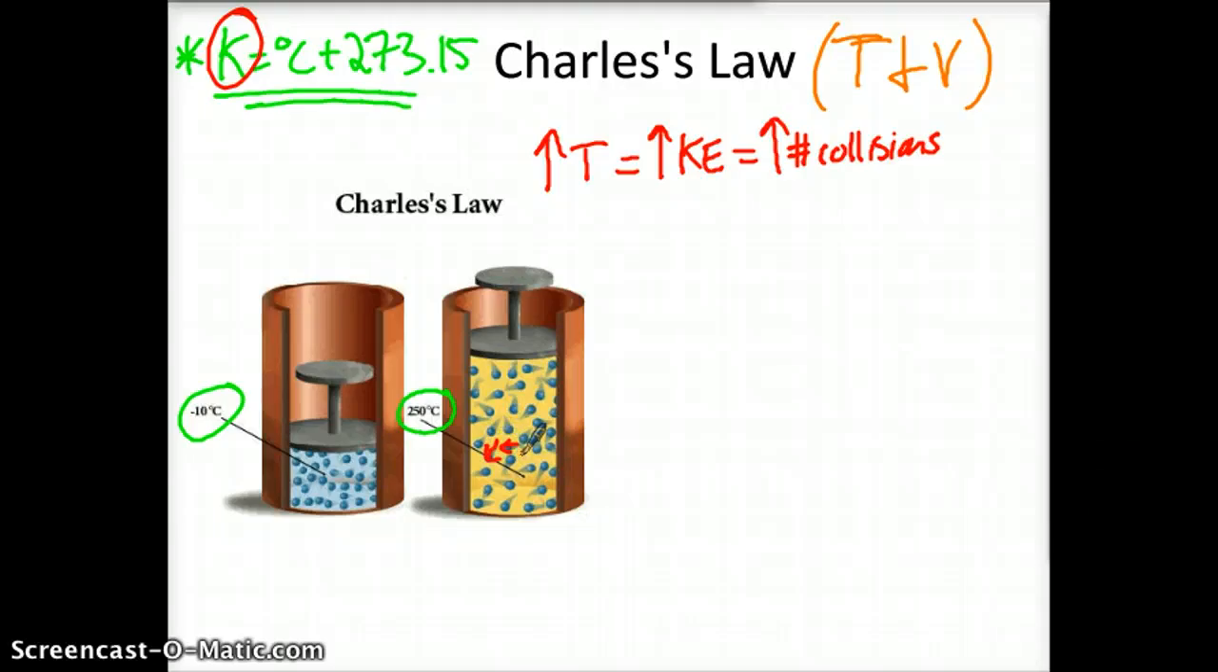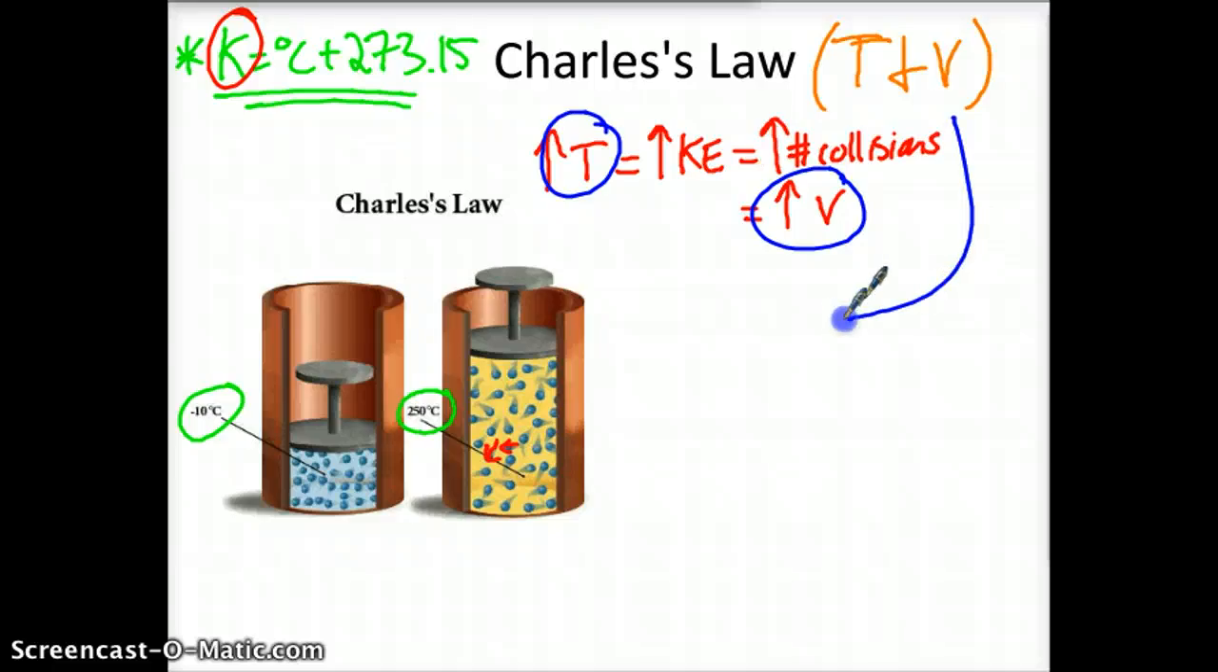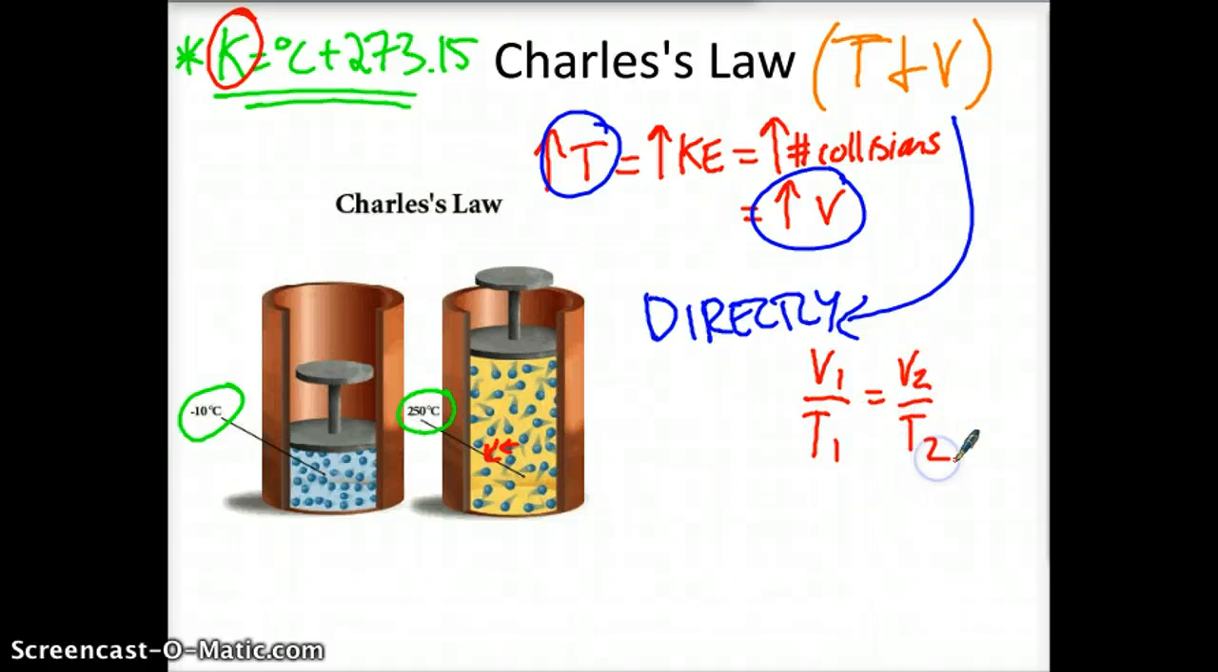You can see these little arrows here representing the speed that these molecules have. So if they move faster, what is that going to do to the volume? That's going to exert more force, which is going to cause the volume of this gas to increase. So we can see that as temperature increases, volume increases as well. So since these are moving in the same direction, we would say that temperature and volume are directly related. Therefore, the relationship mathematically between these would be V1 over T1 equals V2 over T2. Again, where the 2's represent some set of final conditions and the 1's are some initial conditions.